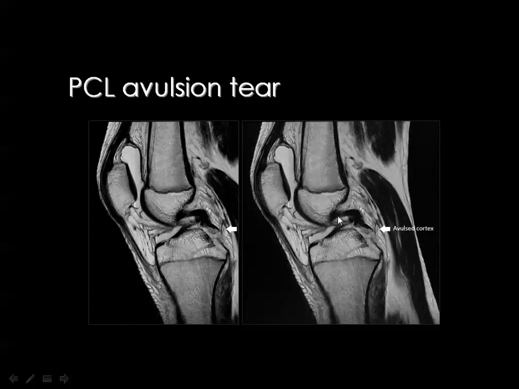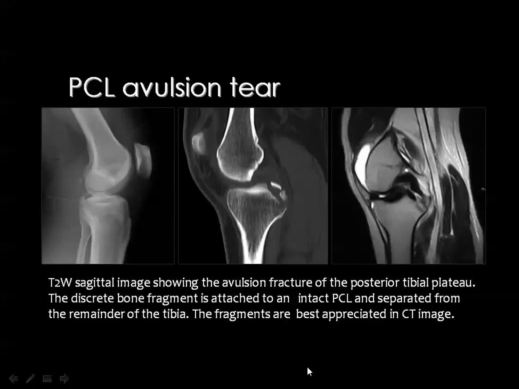This is also another example of avulsion of the tibial attachment of the posterior cruciate ligament, and many times you can see that the posterior cruciate ligament itself is of normal parenchymal signal and also of normal size. The avulsion can be seen in the plain film and also can be better appreciated in the sagittal 2D reconstructed CT image.